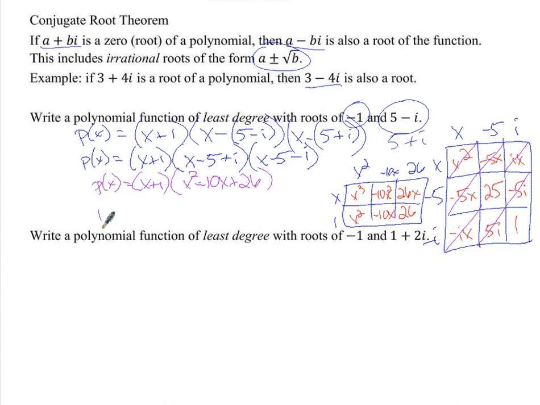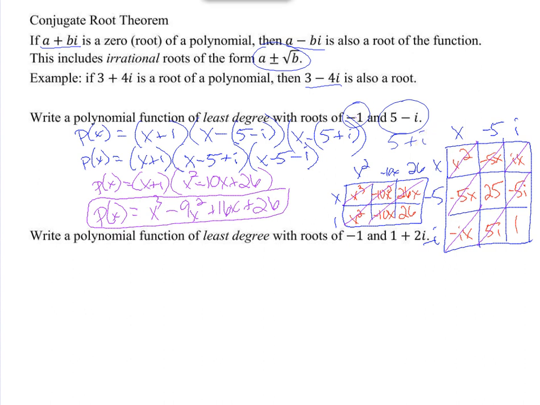So now we can write our final answer in standard form, p of x equals, combining like terms as we go: x to the third, this one's gone, negative 10x squared plus x squared minus 9x squared. These two are gone. Negative 10x, 26x, so plus 16x. These two are gone, plus 26. There's your polynomial with these three roots.